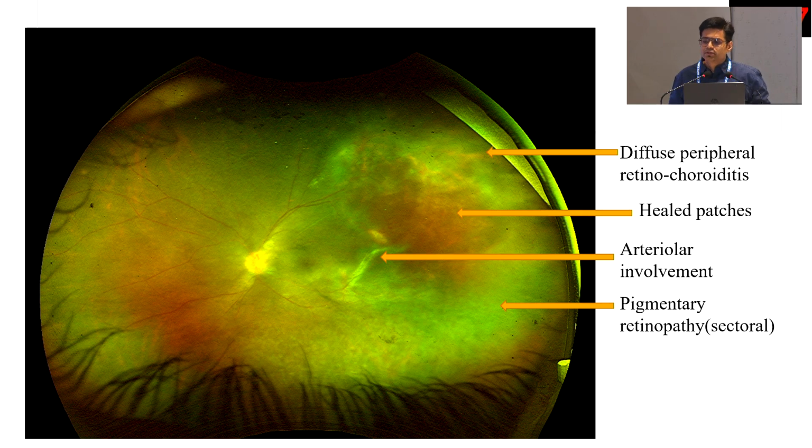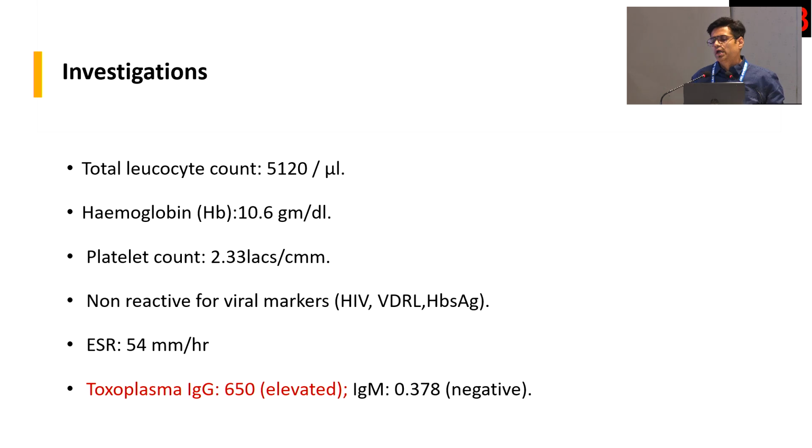Again, this was another patient in which we had this peripheral retinitis that was diffuse. Apart from that, there was arterial involvement. Some parts of it were healing as well, because the patient was already on steroids. However, the patient was not improving, and when you do the lab workup, you see that the IgG levels are high.